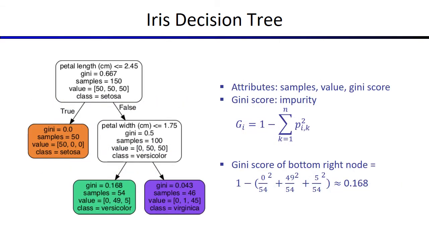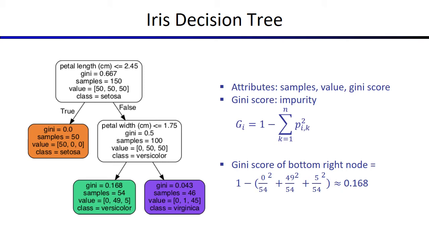On a closer look at one of the nodes, we find the attributes describing the features of the dataset at the particular node. The sample attribute counts the number of training instances that the node applies to. For example, in the root's right child, 100 training instances have a petal length greater than 2.45 centimeters, of which 54 have a petal width smaller than 1.75 centimeters. The value attribute shows how many training instances of each class the node applies to. The bottom left node, for example, applies to 0 iris setosas, 49 iris versicolors, and 5 iris virginicas.